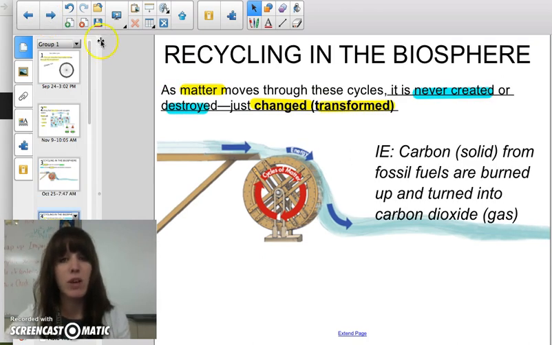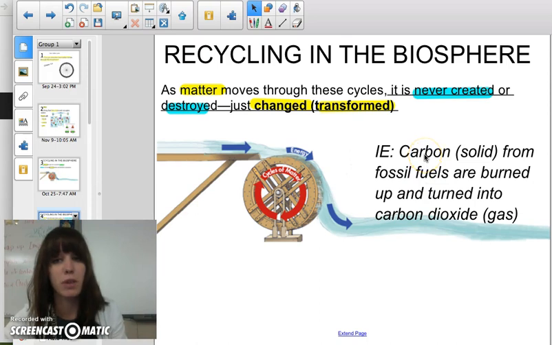So a little review on some thermodynamics concepts. Matter moves through these cycles. It's never created or destroyed. It's only changed or transformed. So an example of that, let's take carbon as our matter example. Carbon from fossil fuels, when it's burned up and turned into carbon dioxide gas, that is an example of how carbon cycles through an ecosystem. Carbon dioxide isn't created out of nothing. It has to be transformed from the carbon originally that was found in that fossil fuel.